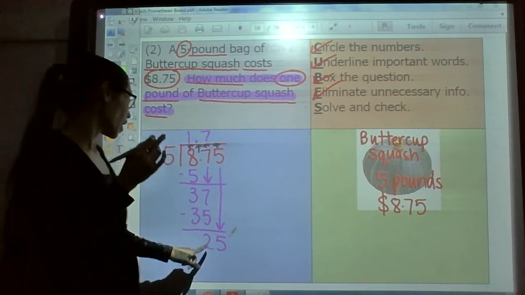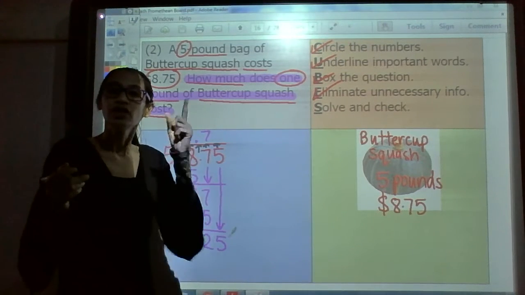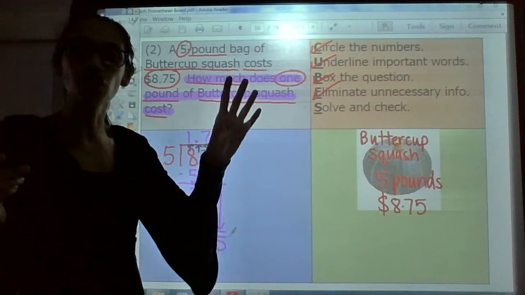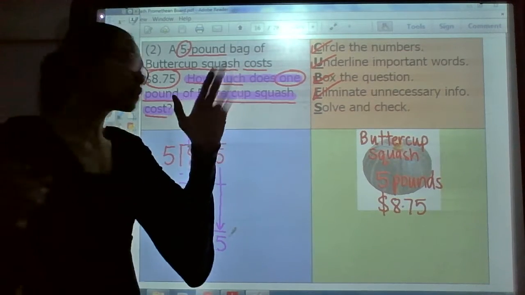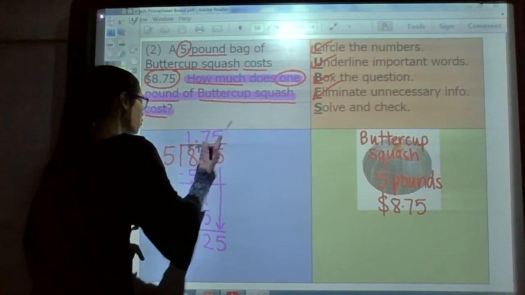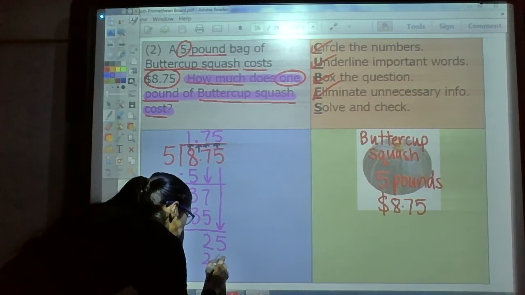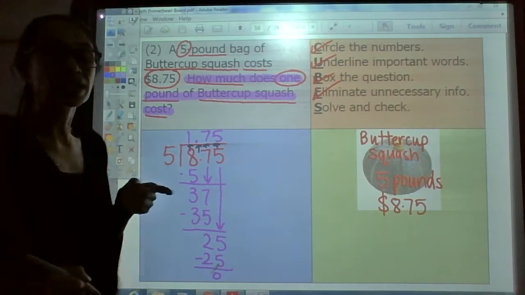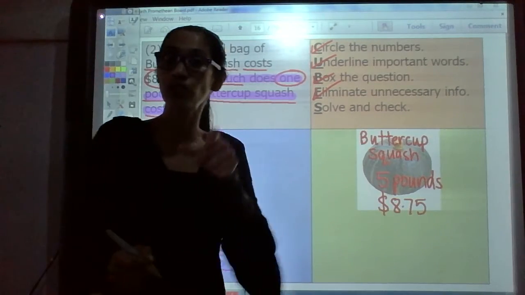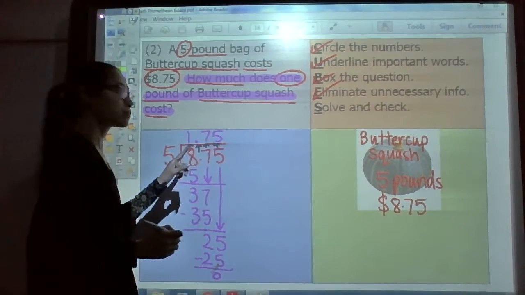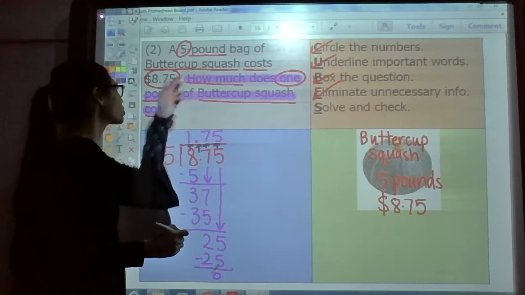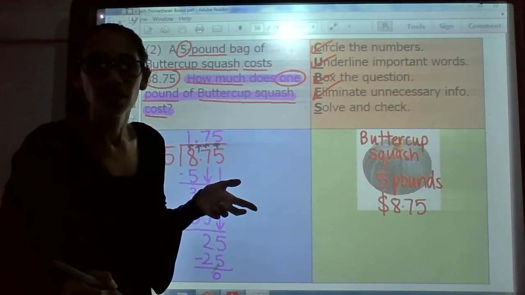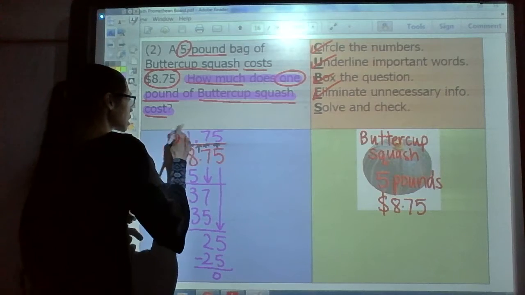5 goes into 25 how many times? Let's count it. 5, 10, 15, 20, 25. 5 times. And 5 times 5 is 25. And we're left with nothing. We are done. Oh, we need to check our answer. And we do need a unit. What's the unit for that? Okay, look, it's either pounds or dollars. It's dollars, so we'll put a dollar sign right there.